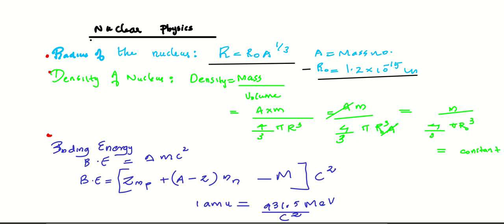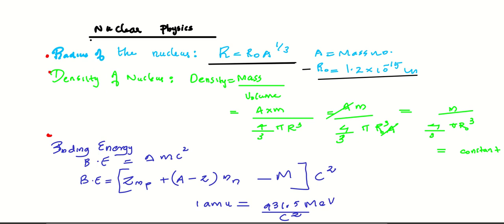Today we are discussing nuclear physics. The radius of nucleus. The radius of nucleus R is equal to R naught A raised to 1 by 3. The formula is R is equal to R naught A raised to 1 by 3.